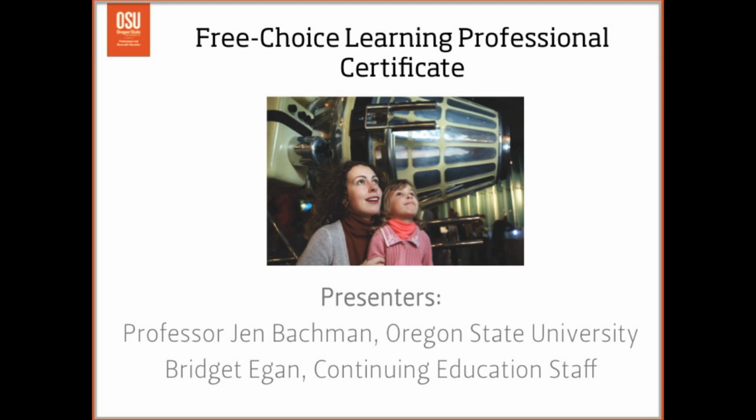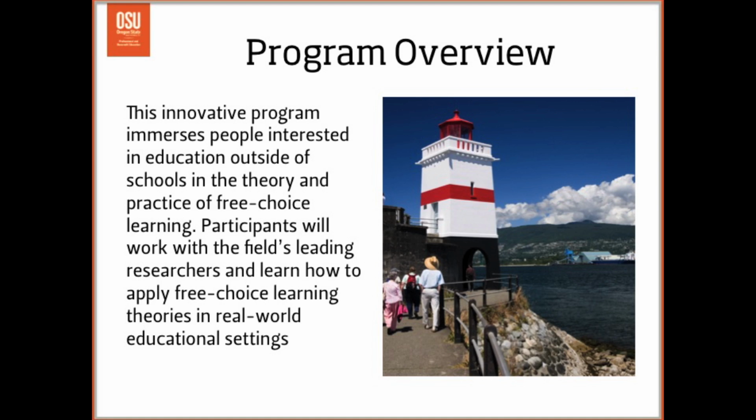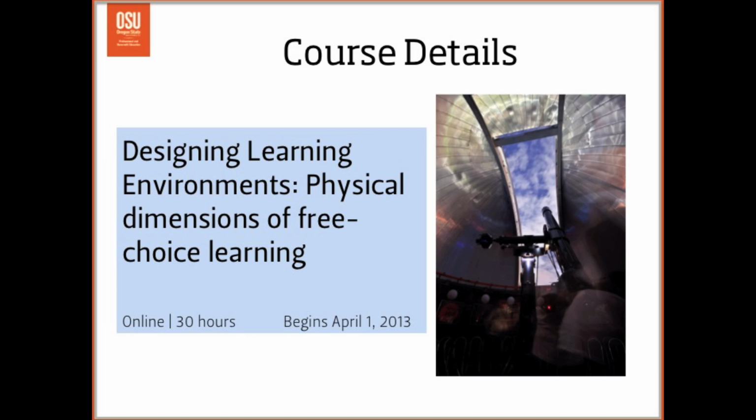But before I turn it over to Jen, first I'd like to go through the requirements for the certificate programs, as well as an overview of the courses associated with it. And then once we go through that, I'll turn it over to Jen, who can talk about the faculty that's associated with the certificate program. To complete the Free Choice Learning Certificate, participants will take 3 core courses, and then they can choose 1 elective.